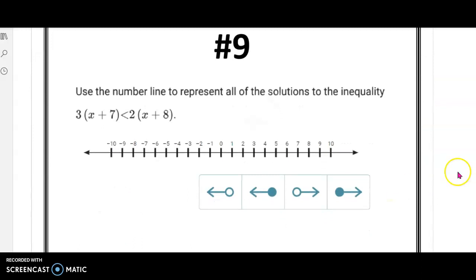Number 9, take a moment to try to work this problem. Pause the video and try to work this problem, and try and graph it on a number line yourself.